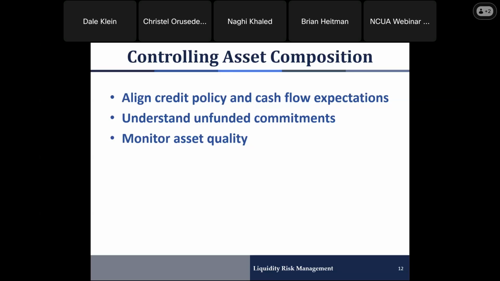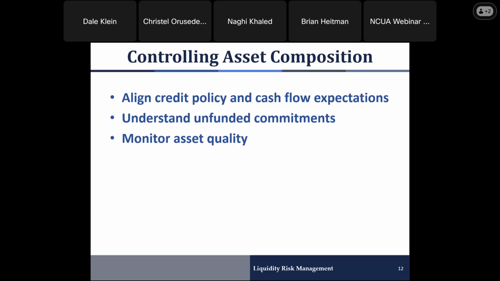Finally, regular asset quality monitoring is essential for controlling asset composition and managing liquidity risk. Credit unions should assess the credit risk of their assets and identify potential weaknesses. If these weaknesses lead to increased delinquencies, expected cash flows may be impaired, potentially triggering contingency funding needs. By proactively monitoring asset quality, credit unions can anticipate funding shortfalls and preemptively manage liquidity gaps.